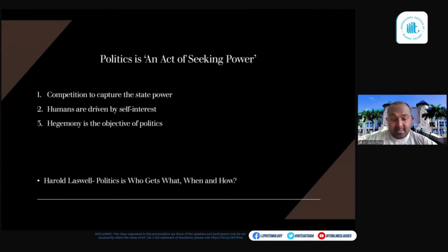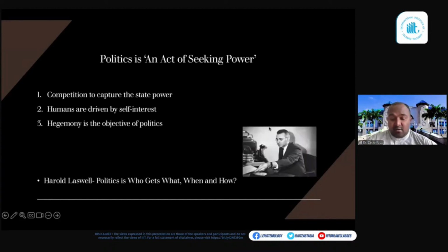Especially, there is a famous definition of politics you can see here in this picture, and also a quotation. Harold Lasswell, one of the famous political scientists in the West, defines politics as who gets what, when, and how. It's about sharing the power. It's about grabbing the power. It's all about a journey, or a struggle, to capture more power. That's the essence of politics, according to Harold Lasswell.